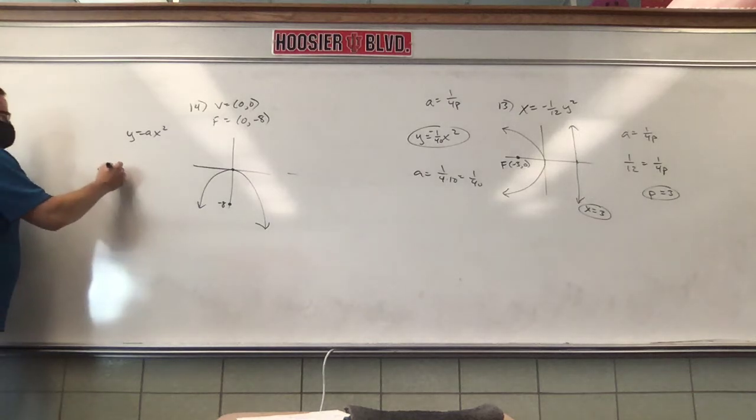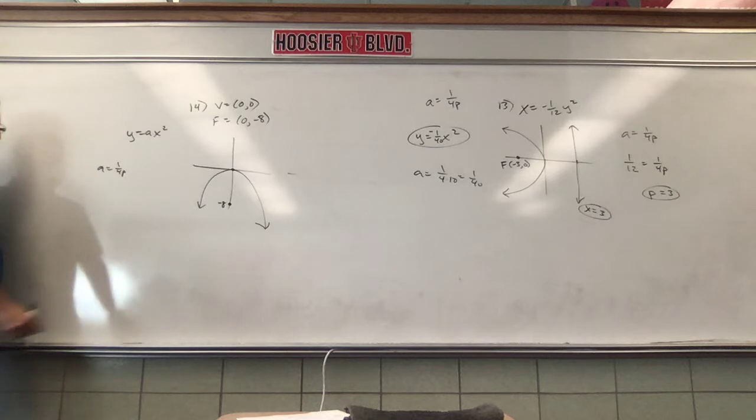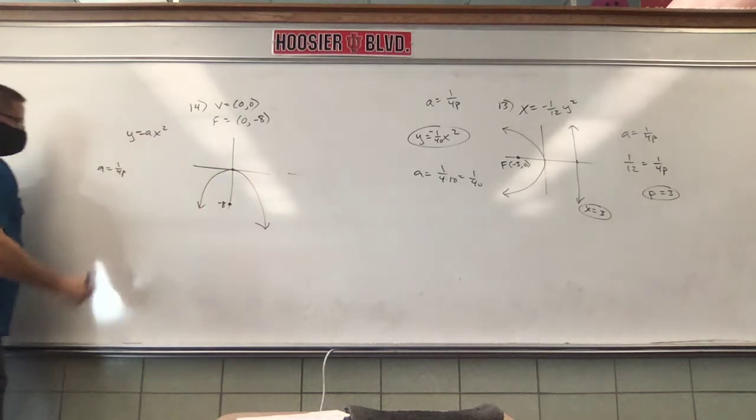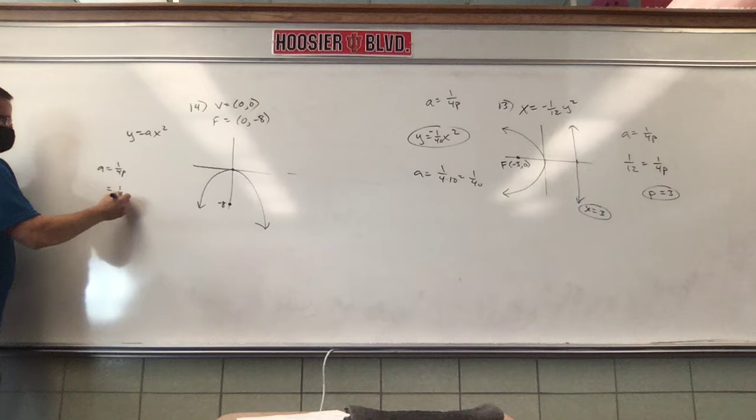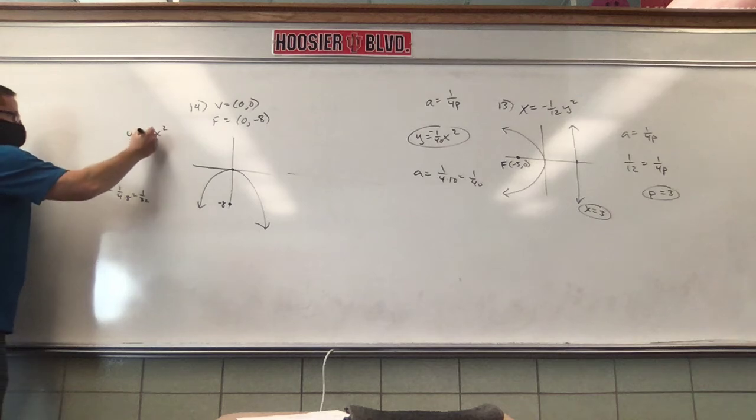So a is 1 over 4p. And do we know p this time? Sure, it's 8. So 1 over 4 times 8, which is 1 over 32. So y equals 1/32 x squared.